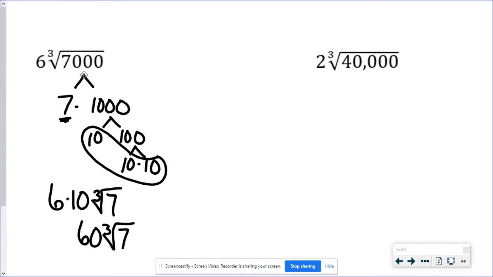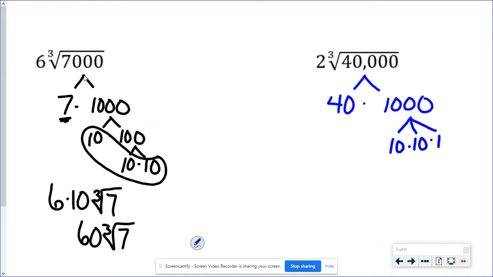We're going to kind of take that advice a little bit on this next problem as well. If I know that 1,000 is really 10 times 10 times 10, I could take this 40,000 and let's split it up into 40 times 1,000. Now that 1,000, I could do it just like I did in the last problem, or now that we know this, I could do a 10 times 10 times 10 triple. Circle them up. 40 now also has a perfect cube in it, right?